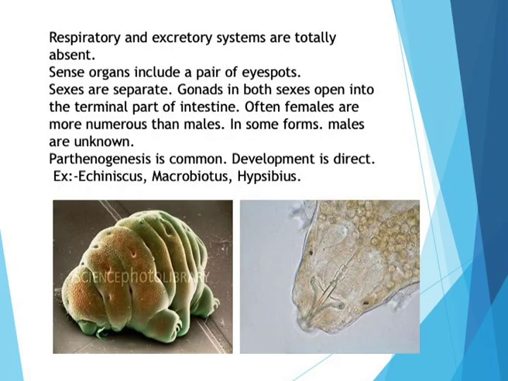Respiratory and excretory systems are totally absent. Sense organs include a pair of eye spots. Sexes are separate. Gonads in both sexes open into the terminal part of the intestine. Often females are more numerous than males. In some forms, males are unknown. Parthenogenesis is common. Development is direct.